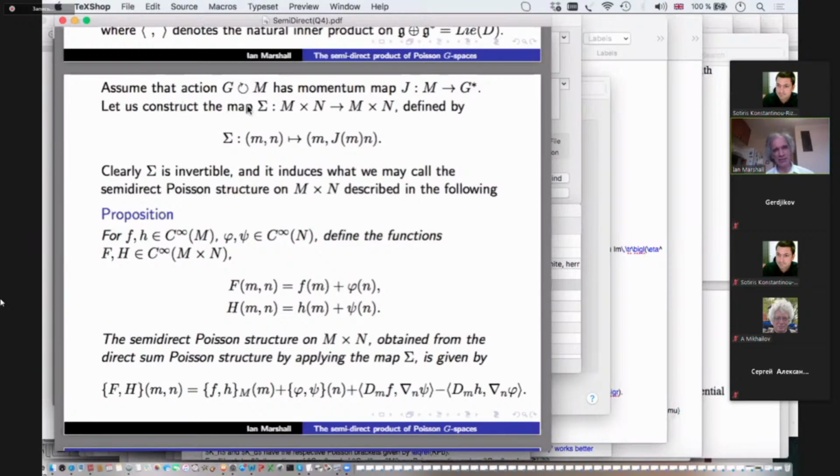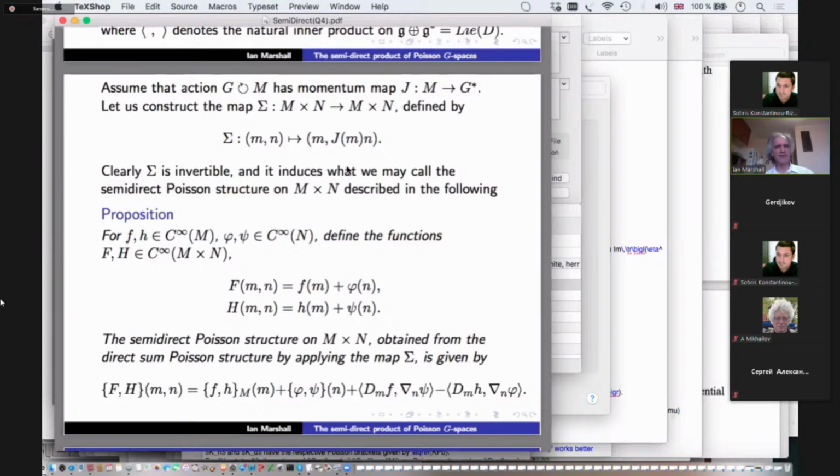Now let's construct a map from M times N to M times N. Here's the definition. I take this pair m and n, where m is in M and little n is in big N, and I map it to the pair m and the action of J(m) on n, because J(m) is an element of G star and G star acts on N. So that's just a simple thing. And it's clear that this is invertible, because as soon as I know m, I can write down J(m), and then I can just invert J(m) to get n from this. So obviously this is just an invertible map.